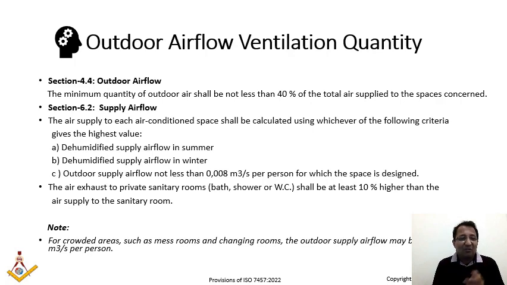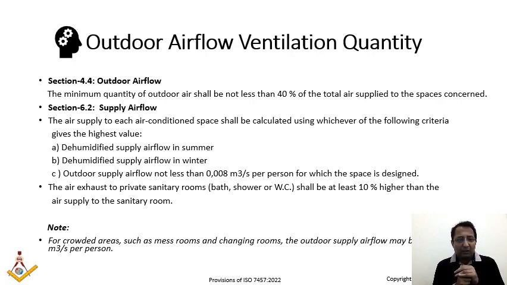Okay, so let's go to the next important section, section 6.2. There are other sections like section 4.3, 4.10 and so on, but those are not relevant, or they don't explain the things you really need to know. It's only theory. So I've selected only those sections which really matter for the calculation purpose. The next section is 6.2, supply airflow. The supply airflow to each air-conditioned space shall be calculated using whichever of the following criteria gives the highest value.